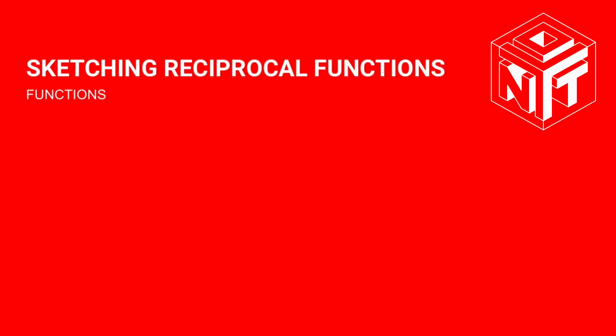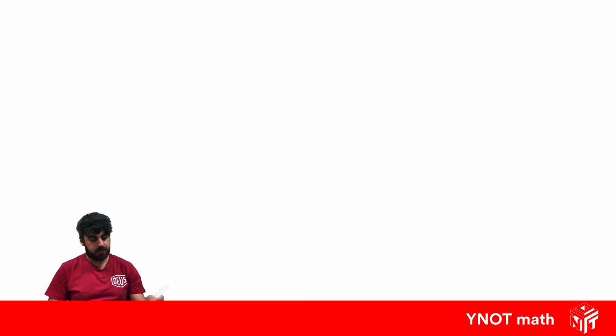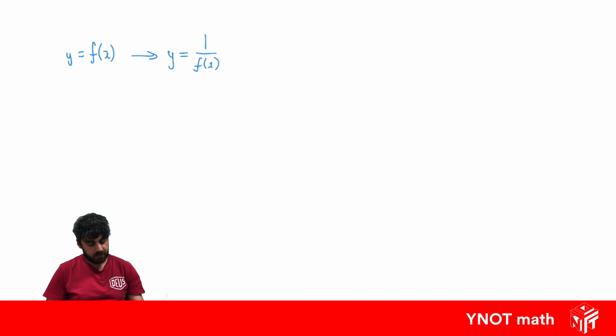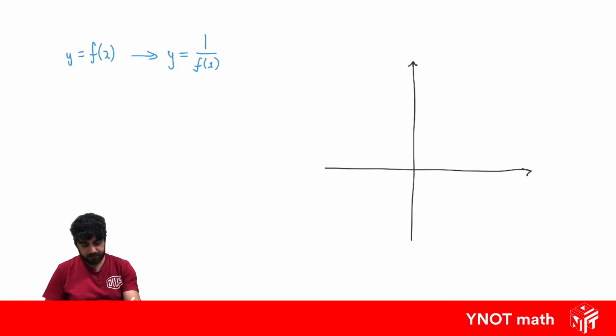Sketching reciprocal functions. So a reciprocal function is going to be something like this, where we have some function f of x, or y equals f of x, and then we want to sketch what y equals 1 over f of x would look like. And the best way to do this is just with an example. So let's draw our xy axis in.